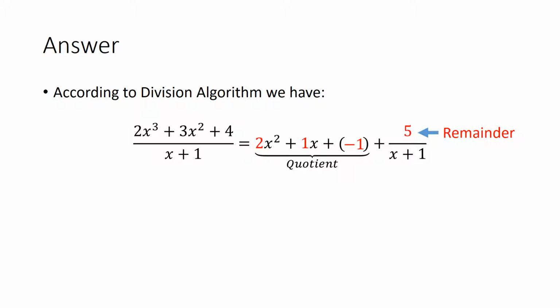So according to the division algorithm, we have the rational expression 2x cubed plus 3x squared plus 4 divided by x plus 1 can be written as 2x squared plus 1x plus negative 1 as the quotient polynomial plus 5 over x plus 1. Now the 5 corresponds to the remainder. The 2x squared plus 1x plus negative 1 corresponds to the quotient, and the numbers that are written in red here correspond to the exact same numbers we got when we performed the synthetic division.